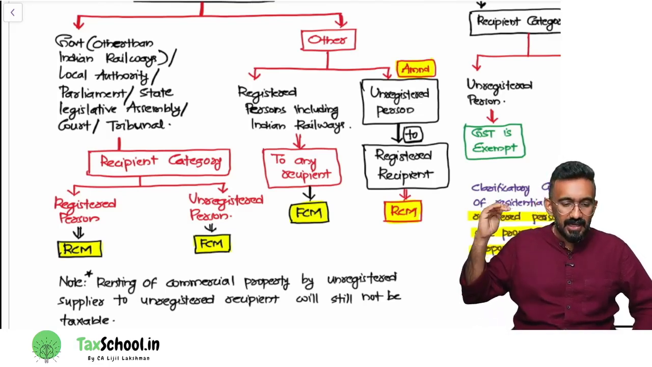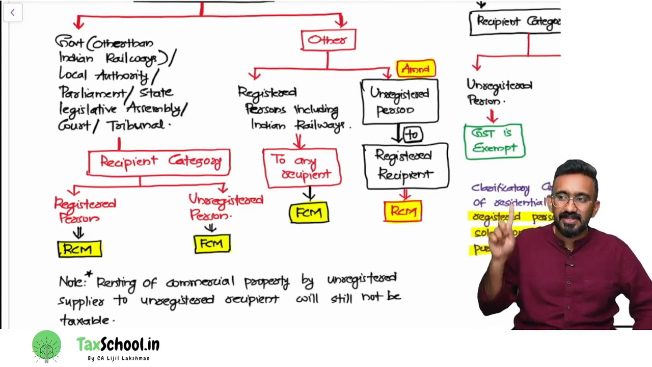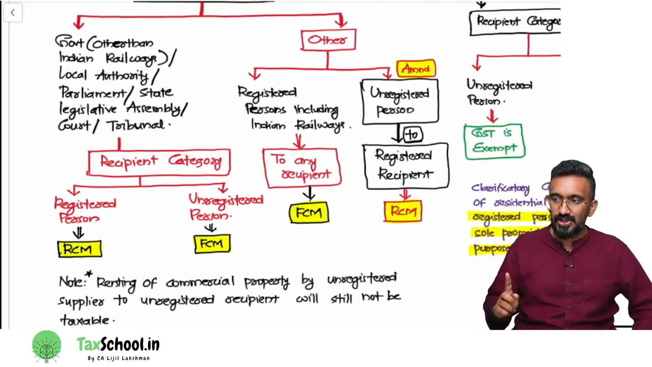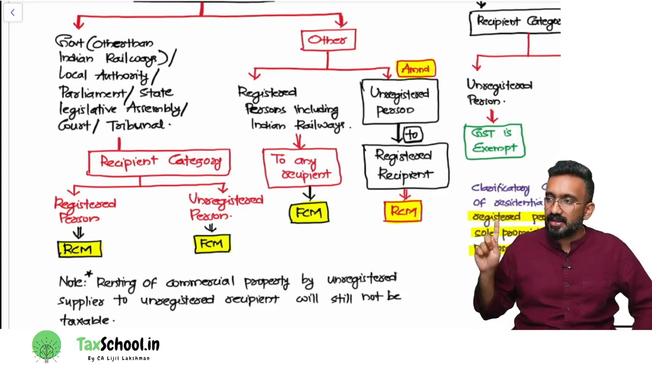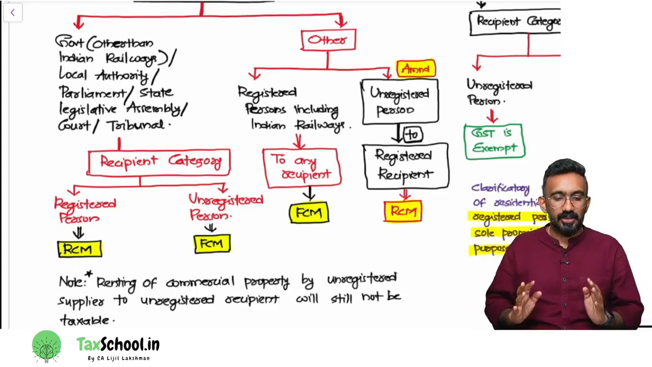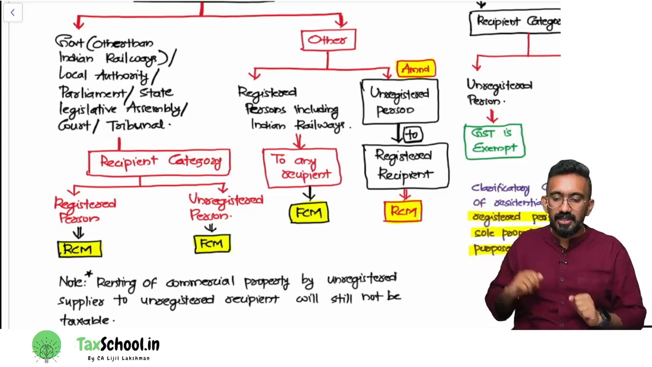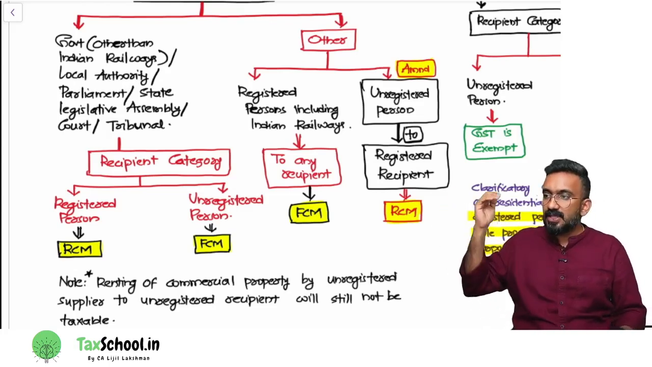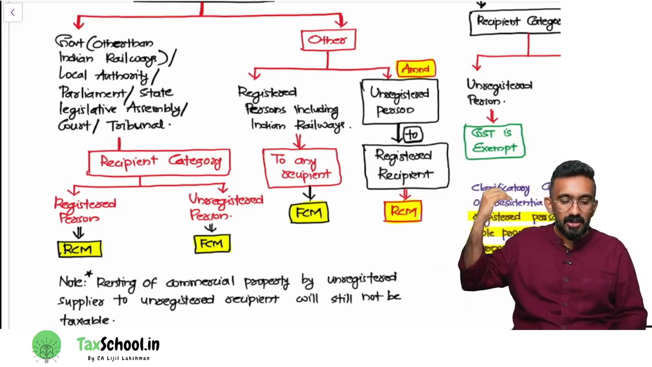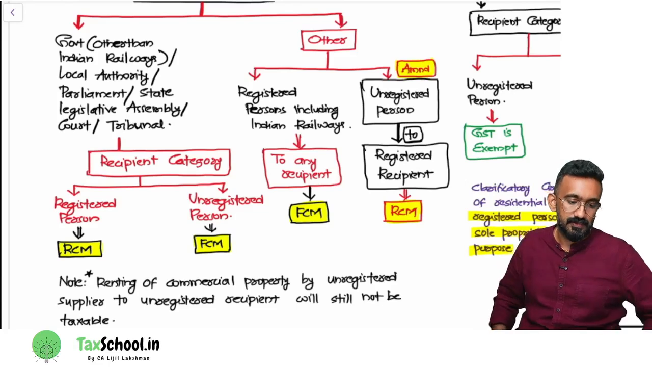So if they are renting commercial spaces, then we have to ask the question, is the recipient registered? If the recipient is registered, it will be under RCM. If the recipient is unregistered, it will be under FCM. Government has given a property to a registered person. Government will only collect the value of the rent, tax is paid under RCM. If the government is renting to an unregistered person, government will have to collect GST and then pay the GST under FCM. That's the thought process.